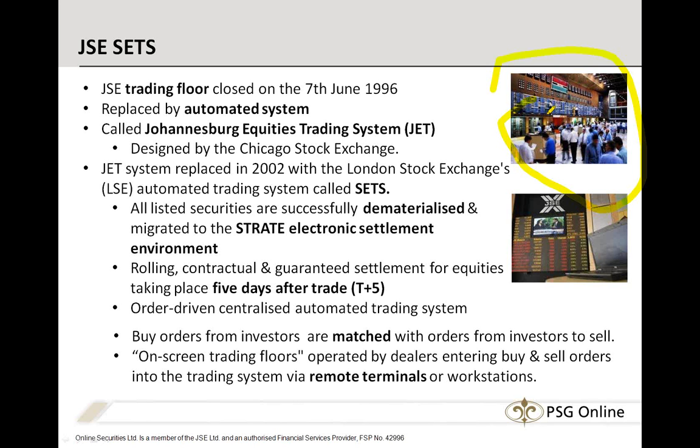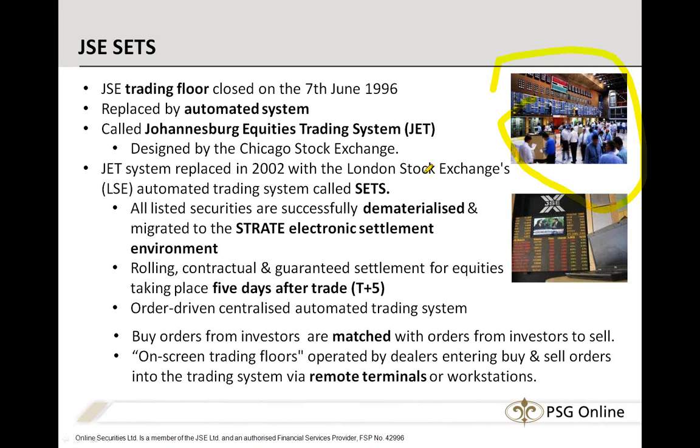The disadvantage with what they call an open outcry on the floor was, Old Mutual wants to buy 1 million shares, and you want to buy 100 shares. Who's going to get the deal first? So obviously, Old Mutual got the deal first. Now with the automated trading system, it's first come, first served, and everything's transparent.